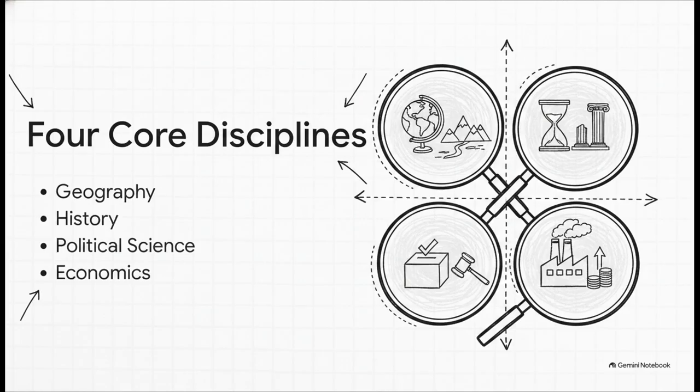Third, we've got political science, which dives straight into governance. How is power distributed? How are decisions made? What are our rights? And fourth, economics. This one's all about how societies produce, distribute, and consume resources to get what they need. These 4 disciplines give us unique but totally connected perspectives.